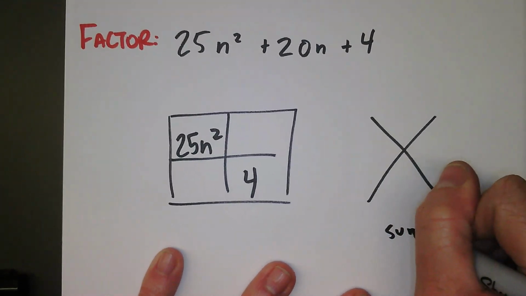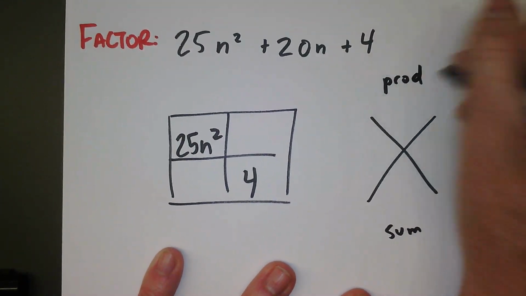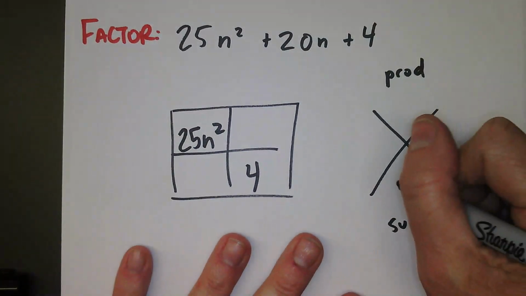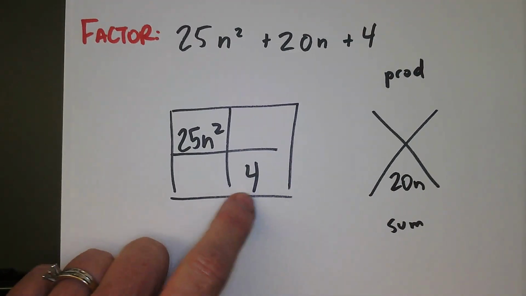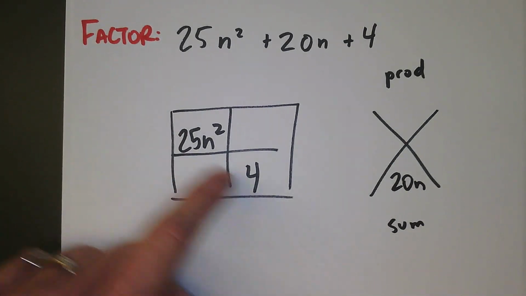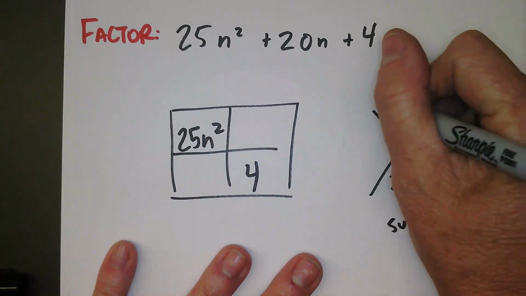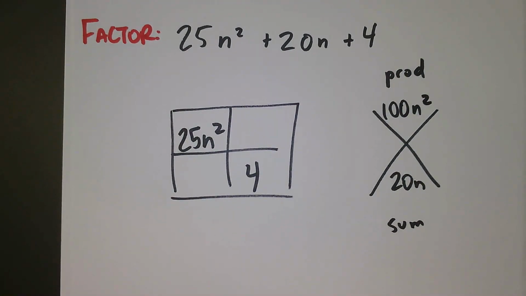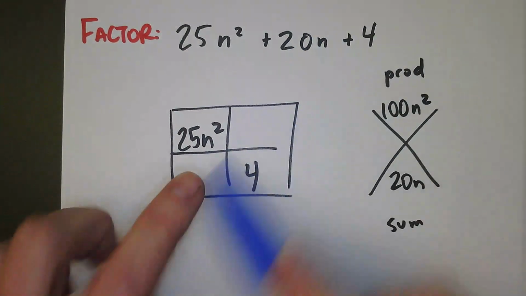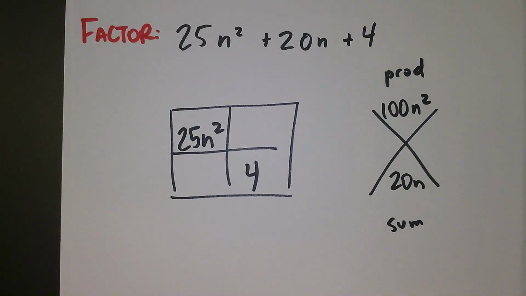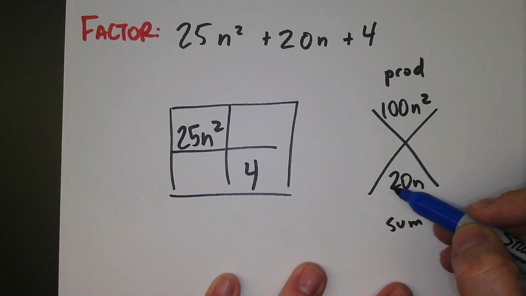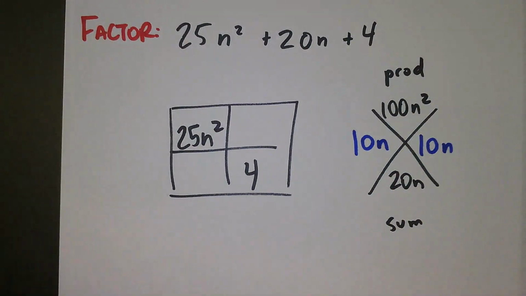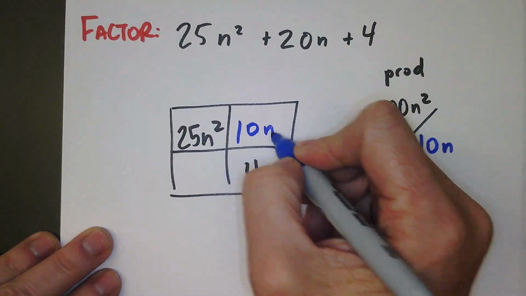All right, so we got a sum, and we got a product. And I know that whatever two terms I need here have to have the sum of 20n, and they're going to have to multiply together to have the same as this. So 4 times 25n squared is 100n squared. So I use that diamond problem setup to help me figure out how to split up 20. Let's see, I need the factors of 100 basically that will add together to get 20. So that's going to be 10n, 10n. It's all positive, which is nice. So they go here.